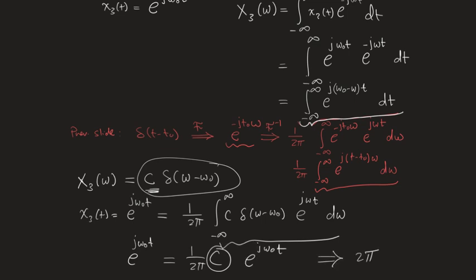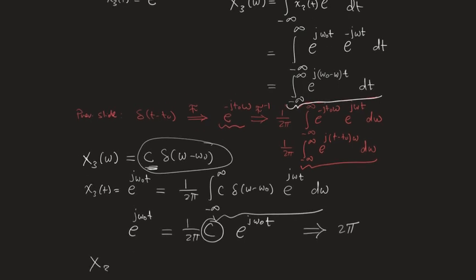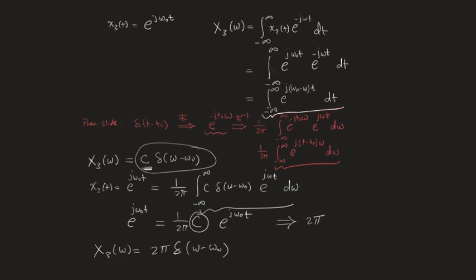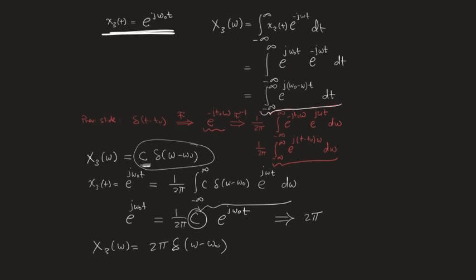And if I know that the constant is 2 pi, I know that x3 of omega is equal to 2 pi delta of omega minus omega naught. So now I figured out that if I have a pure phase term in time domain, the corresponding frequency domain representation is going to be a shifted delta in frequency at the location of the phase term, omega naught, right? And it's scaled by 2 pi. So it's no longer just a delta, it's a delta with some multiplicative factor of 2 pi. It's fixed, right? It's fixed.